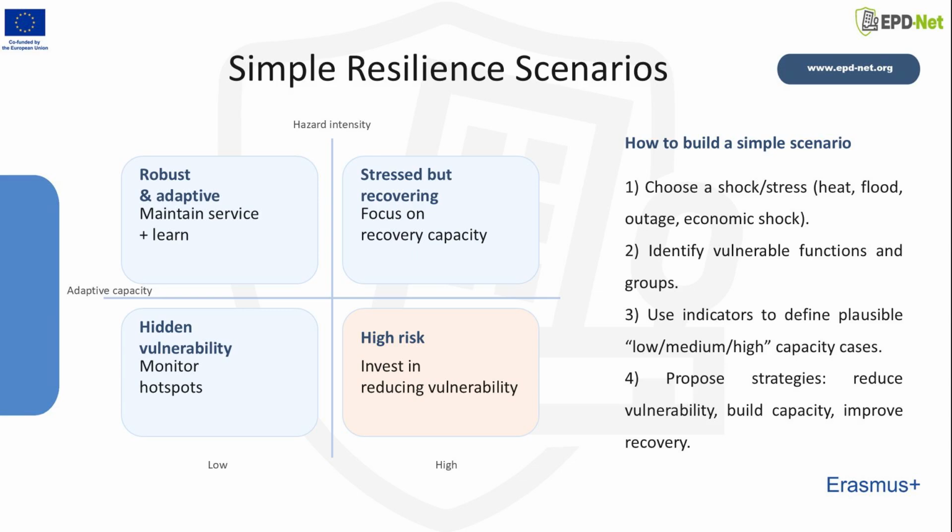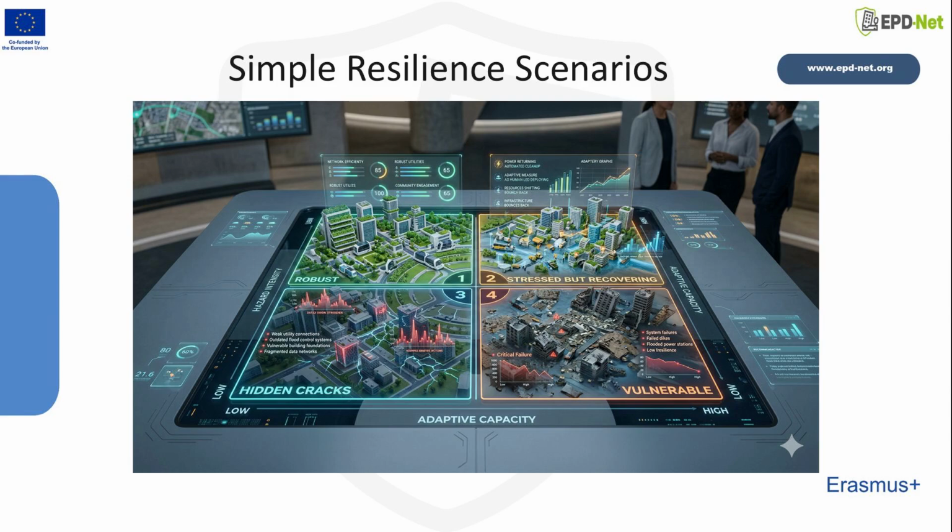If hazard intensity appears low but adaptive capacity is weak, there may be hidden vulnerability that requires closer monitoring. If hazard intensity is high and adaptive capacity is weak, the city faces high risk and needs investment to reduce vulnerability and build capacity. To construct such scenarios, planners can select a shock or stress, identify vulnerable functions and groups, define plausible levels of capacity using indicators, and then propose strategies. This is a simple but powerful bridge between assessment and planning action.